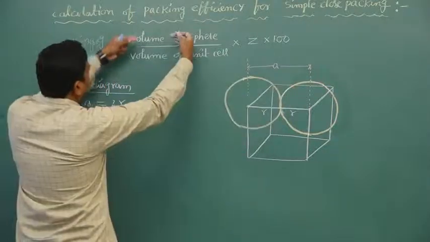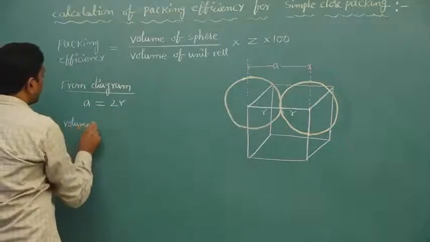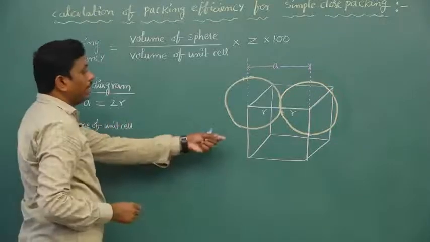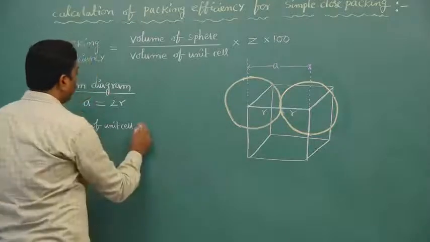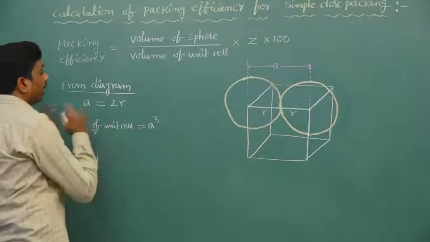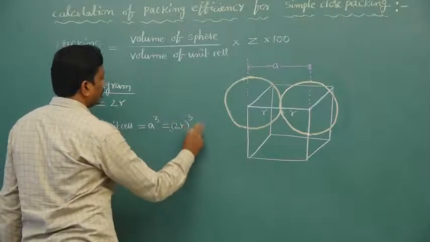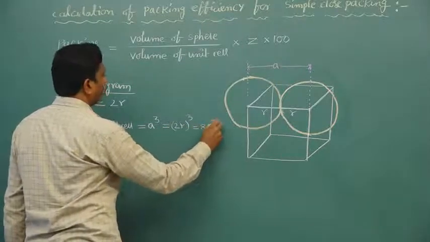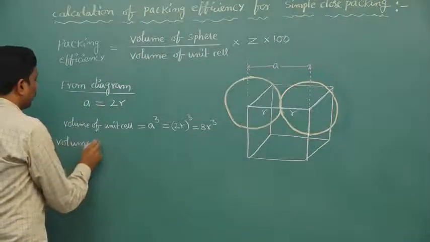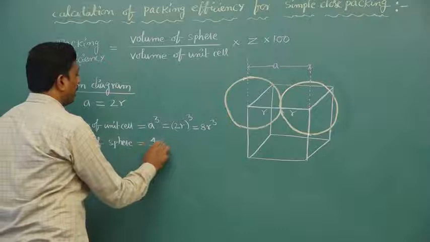Now, see, we need to write formulas for this. Volume of unit cell. Here the unit cell we considered is a simple unit cell and it is a cube, simple cube. So, cube volume formula is A cube. We already identified A. A is 2R. So, A cube is 2R cube, that is 8R cube, that is volume of unit cell.